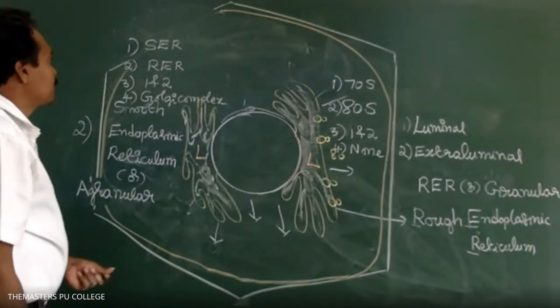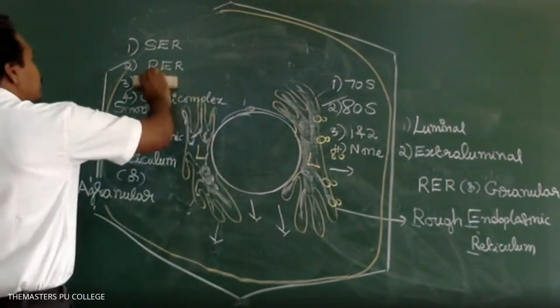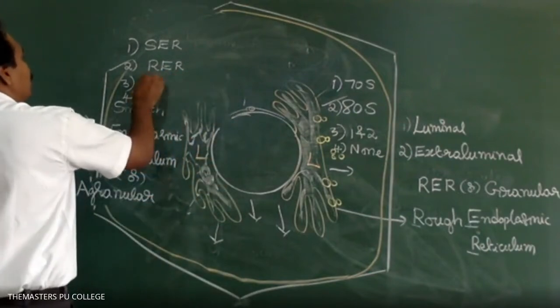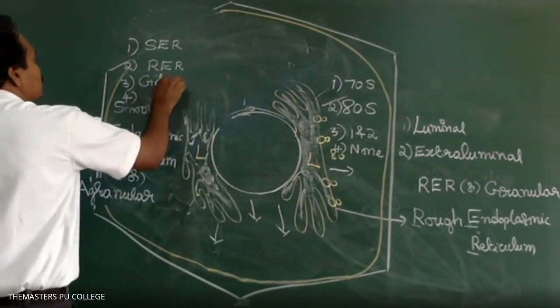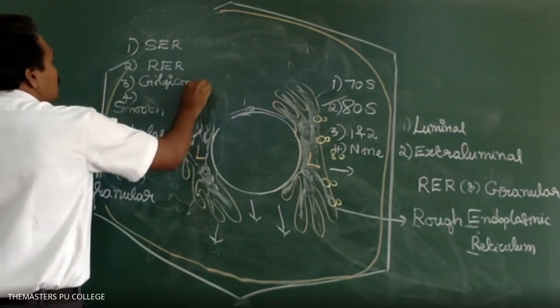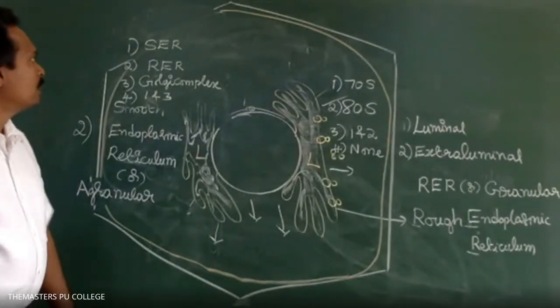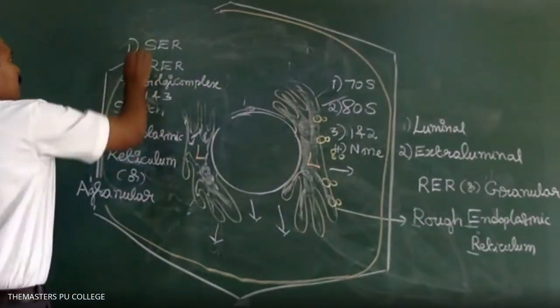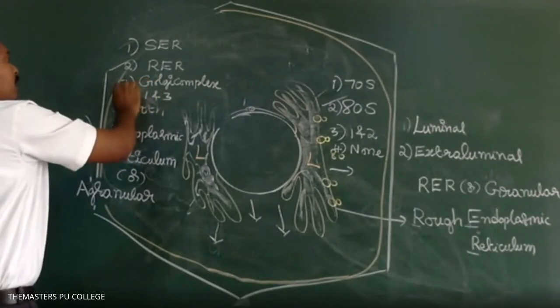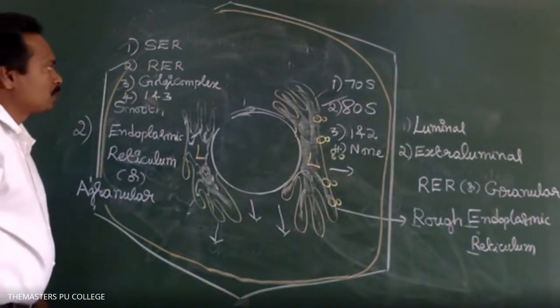Ribosomes are absent on the surface of Option 1, sir, smooth endoplasmic reticulum. Option 4, 1 and 3, sir. Very good. Option 4 is the correct answer. Smooth endoplasmic reticulum and also the surface of the Golgi complex. No ribosomes, sir. These ribosomes are not there.